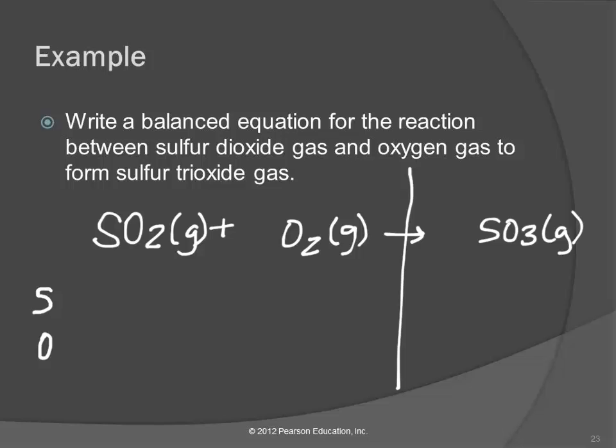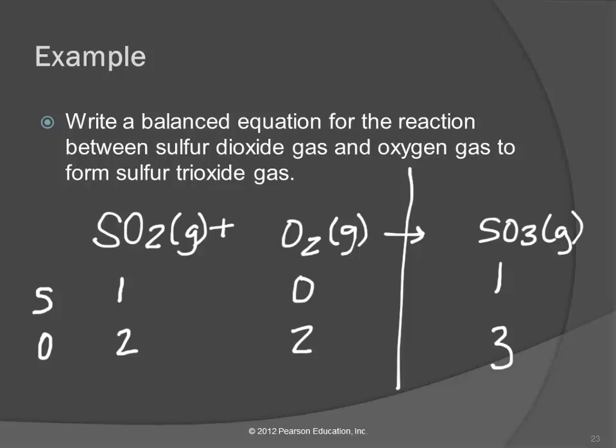So under SO2, I'm going to put a 1 for sulfur, because there's 1 sulfur and there's 2 oxygens. And here in O2, there are no sulfur atoms and there are 2 oxygens. And over here in SO3, there's 1 sulfur and there's 3 oxygens. And now we can see a little more clearly, perhaps, that on the left side we have 1 sulfur, and on the right side we have 1 sulfur. So that's good. In this one, sulfur is definitely the one you start with because there's oxygen in everything.